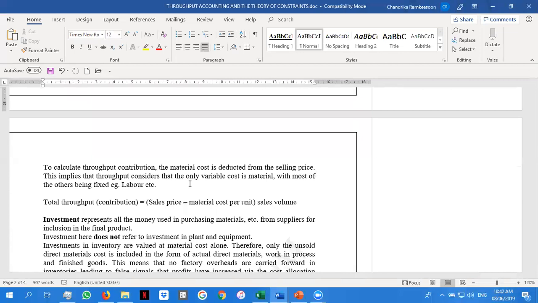To calculate throughput contribution though, material cost is deducted from selling price. And as I've been telling you, this implies that throughput considers the only variable cost is material, with most of the others being fixed, for example, labor, etc. So sales less material cost equals throughput contribution. Let's make a note of it here for you.